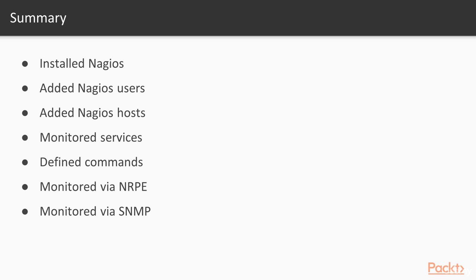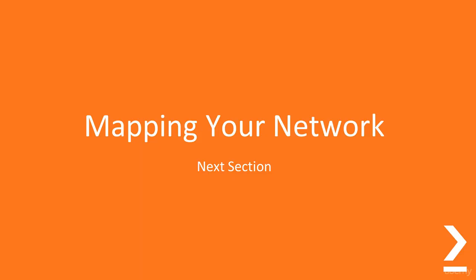In this section, we first installed Nagios, then added Nagios users, after that added Nagios hosts, then monitored services. Next we defined commands, after that we monitored via NRPE, and then finally monitored via SNMP. Interesting, isn't it? In the next section, we will be mapping your network.